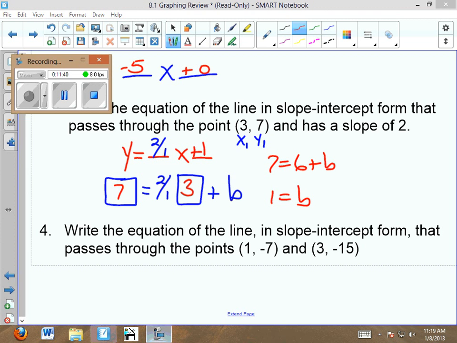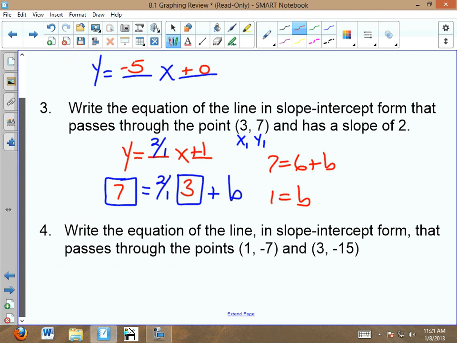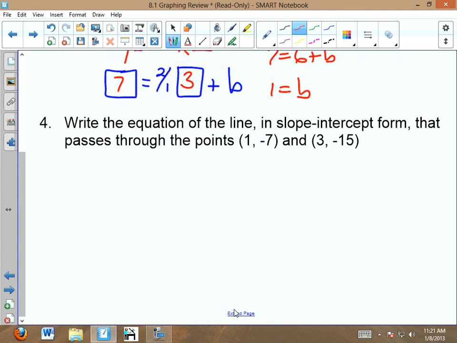I'll pause and let you look at that for a second. Now we go to number 4. Number 4, we still have to write the equation of a line, blank x blank. However, we're not given the slope or the y-intercept. x1, y1, x2, y2. So the first thing we're going to find is our slope.